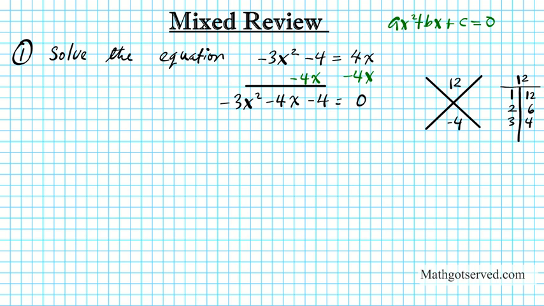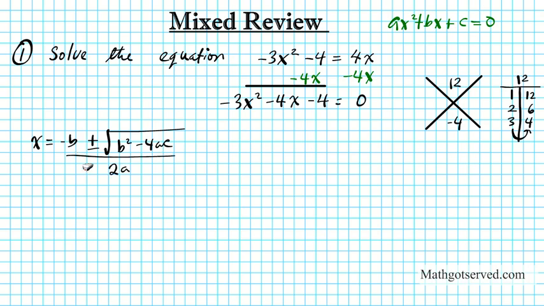3 times 4 doesn't work either. We have a complete set of factors. So this is a prime quadratic. It cannot be factored. So we have to use the quadratic formula. All right. So the quadratic formula again is x equals negative b plus or minus the square root of b squared minus 4ac, and this whole thing over 2a, okay?